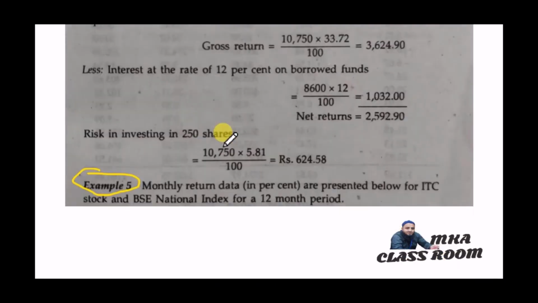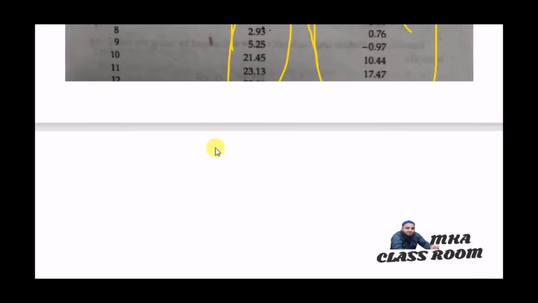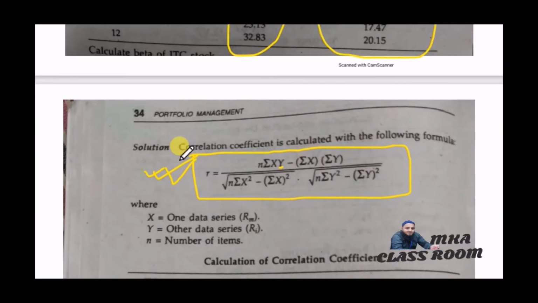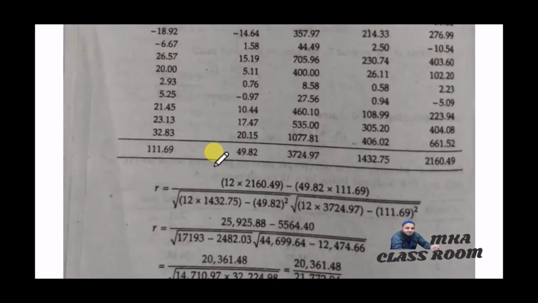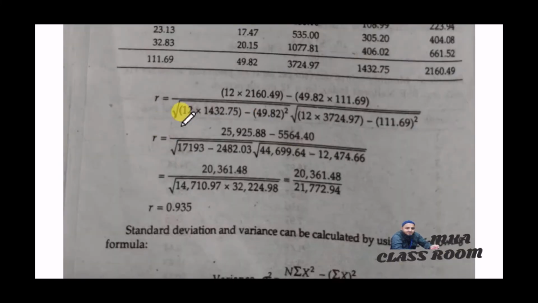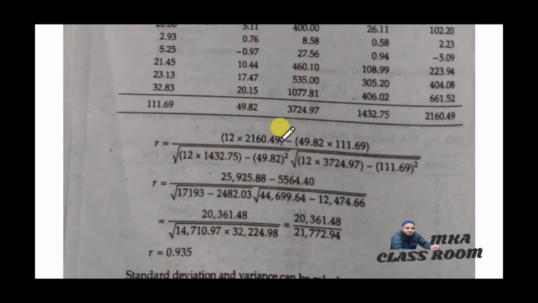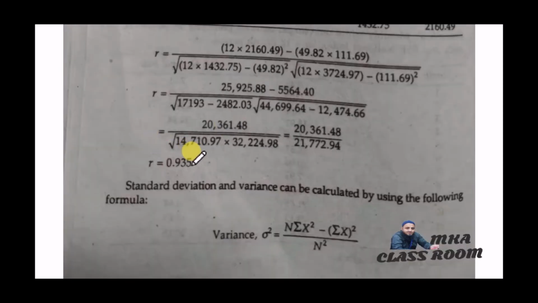This is our formula. This is our correlation coefficient formula. Then you put down this correlation coefficient formula in here. After calculation, you get our correlation coefficient is 0.935. That means a strong correlation coefficient.